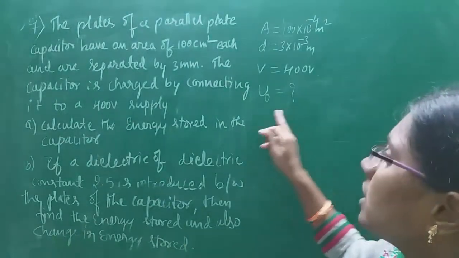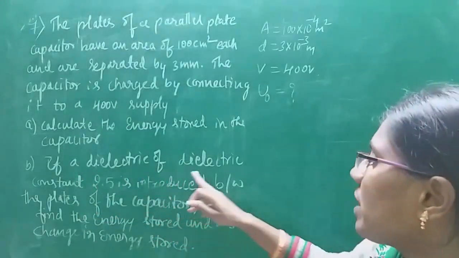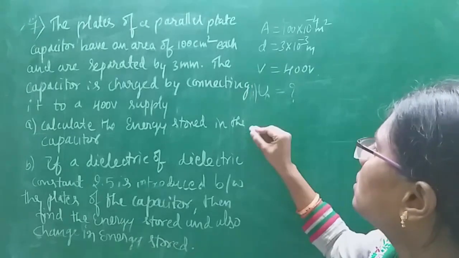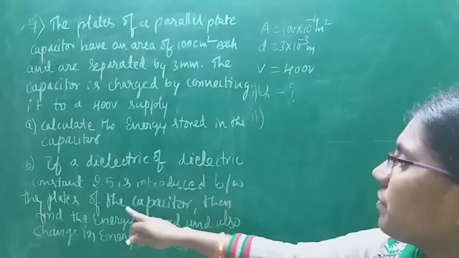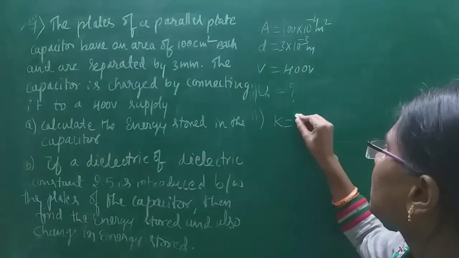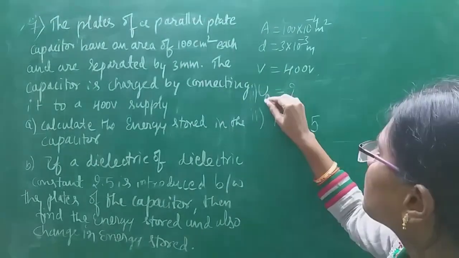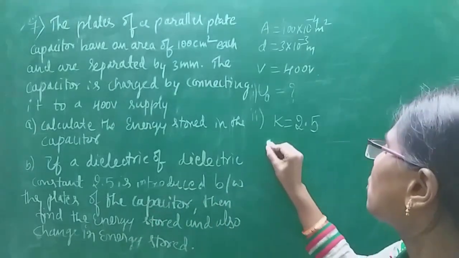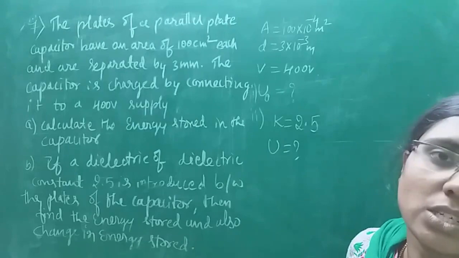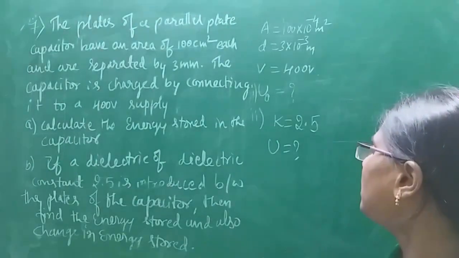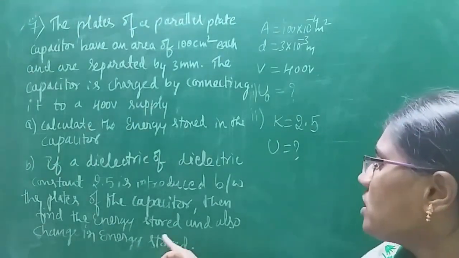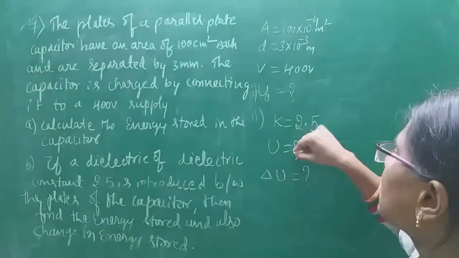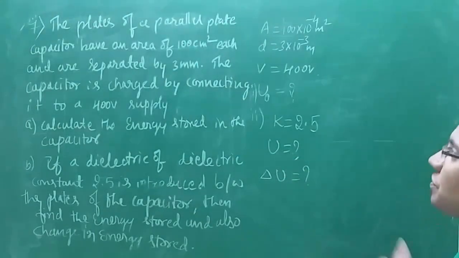This is the first question. And the second question is, they have given dielectric constant as 2.5. If this is introduced between the plates of the capacitor, then find the energy stored. So what is the energy stored if the medium is filled between the two plates of the capacitor? And also they have asked to calculate the change in energy. In between these two energies, what is the change? So that we have to find out.